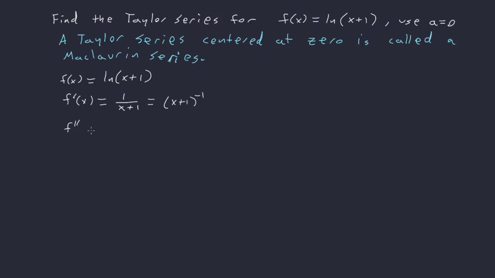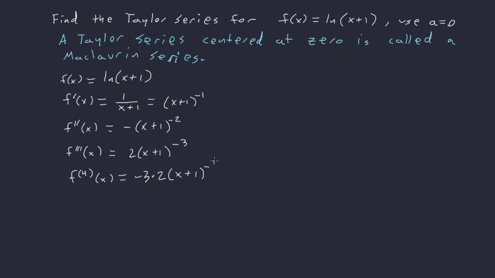And now when I start taking derivatives, the second derivative will be negative x plus 1 to the negative 2. And here's where it's nice to not need to worry about the chain rule because the derivative of the inside is 1. Okay, so now we'll get 2 times x plus 1 to the negative 3. Then the fourth derivative is going to be negative 3 times 2 times x plus 1 to the negative 4.